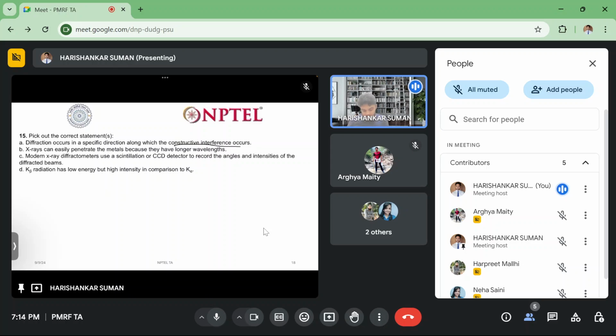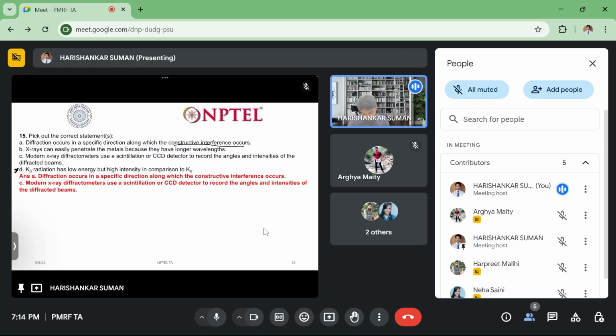Second, X-rays can easily penetrate metal because they have longer wavelength. Modern X-ray diffractometers use a scintillator or CCD detector to record the angle and intensity of the diffracted beam. K beta radiation has low energy but high intensity in comparison to copper K alpha. So we know this is wrong: K beta has energy higher than K alpha.